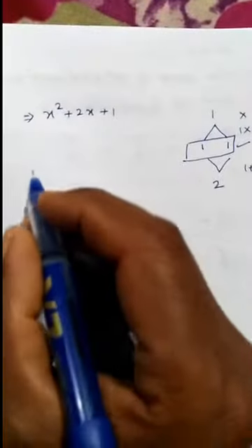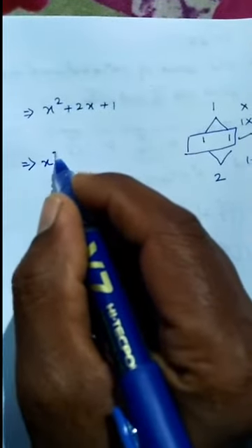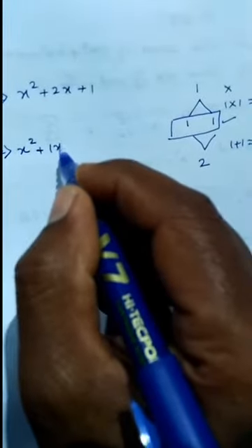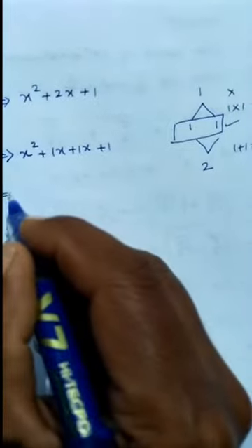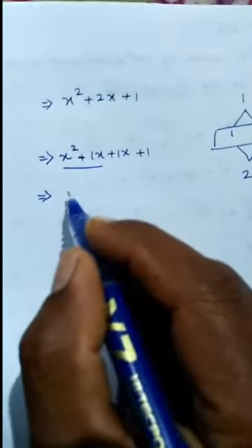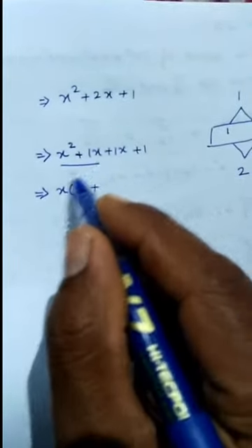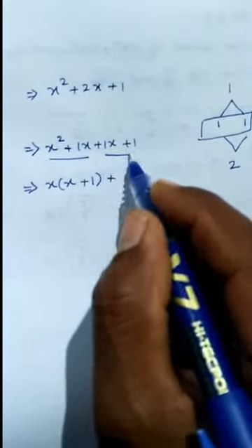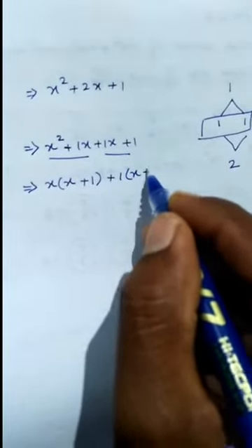Now let's apply. This method is called the splitting the middle term method. Already we did. So x², that middle term can be split like 1x plus 1x, 2x only, plus 1. Now take the common factors outside. From these two we can take 1x common outside, remaining here x, so x already we took, remaining 1 will be there. Plus from these two we can take only 1 as a common outside, so remaining x plus 1.